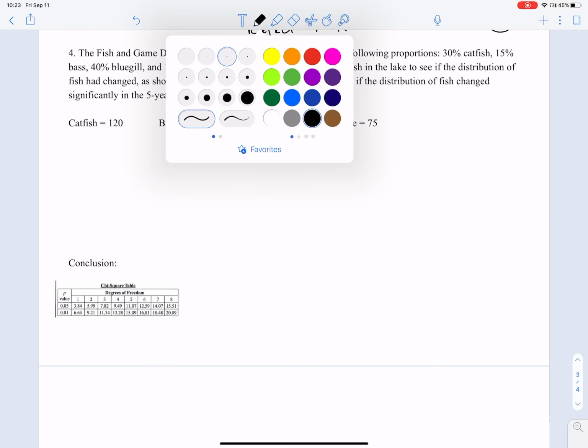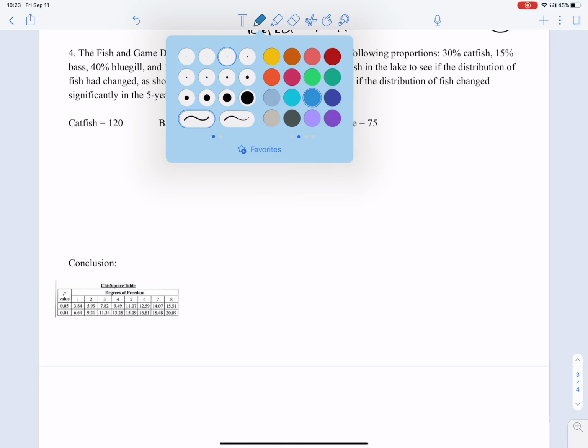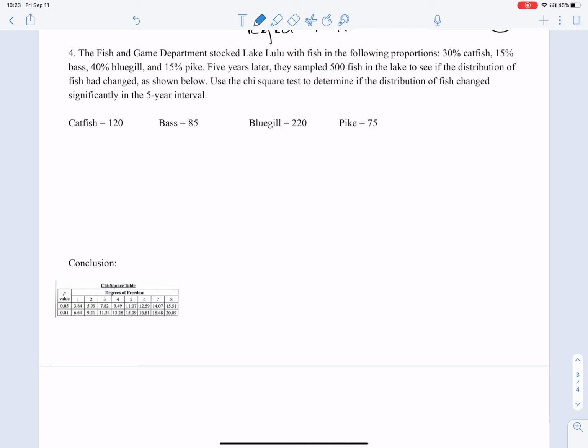And finally, the fourth problem. The fish and game department stocked Lake Lulu with fish in the following proportions: 30% catfish, 15% bass, 40% bluegill, 15% pike. I'll write this down. Five years later, they sampled 500 fish, so a total of 500 fish in the lake, to see if the distribution had changed, as shown below. Use the chi-square to determine if there had been a change. So they sampled 500. That's these observed numbers right here.